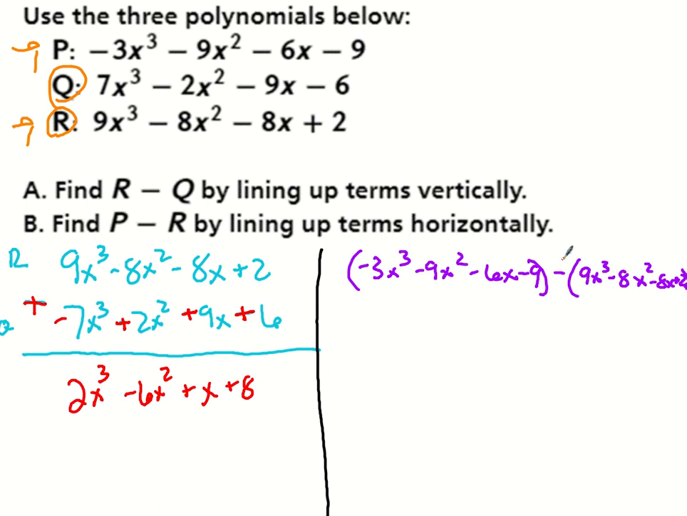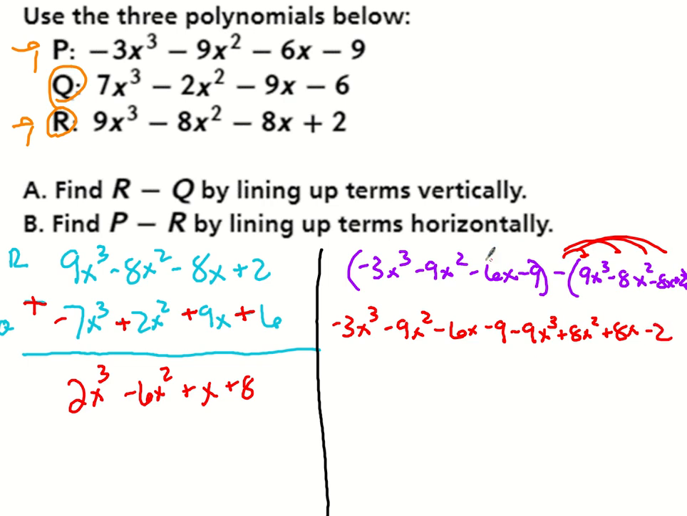Now over here, I'm going to distribute that negative to everything inside, and then I'm actually going to rewrite the whole thing, because this just makes it a little bit easier for me to visually see what's going on. So I have negative 9x cubed. That's going to be positive 8x squared, positive 8x, and then that's going to be negative 2. So I just distributed that negative for that subtraction, and now I can start combining my like terms.